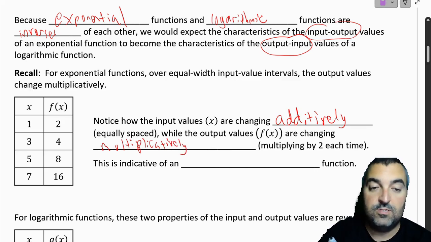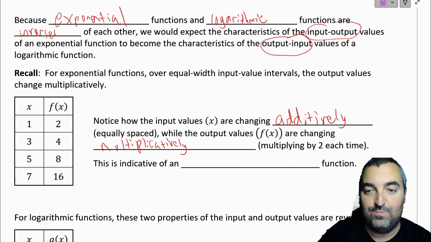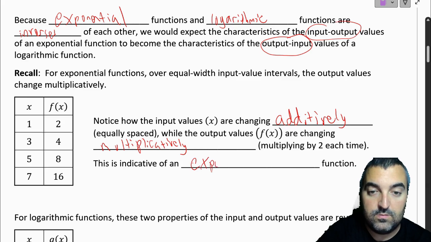Meaning they're multiplying by 2 each time. It doesn't have to be the same number. It just happened to be the case here where we're adding 2 and multiplying by 2, but it could be adding 1, multiplying by 3. It could be anything like that. But this is indicative of an exponential. This tells us it's an exponential function.